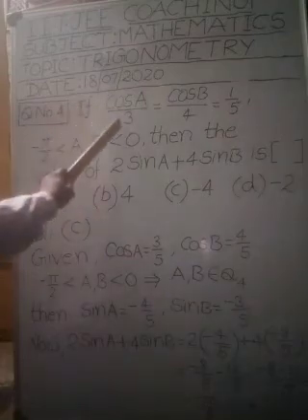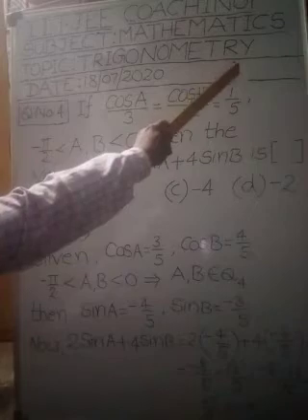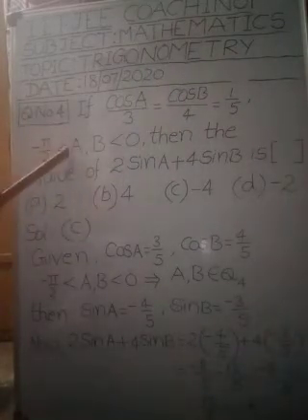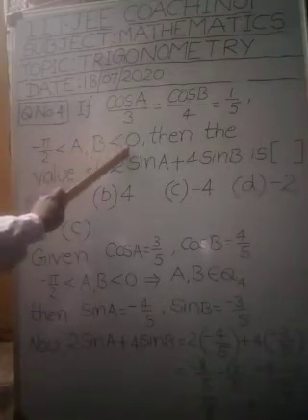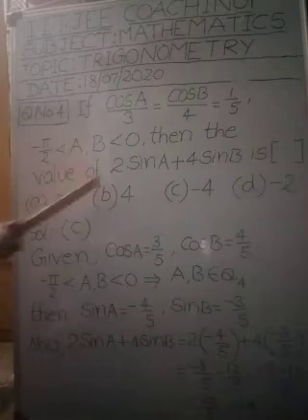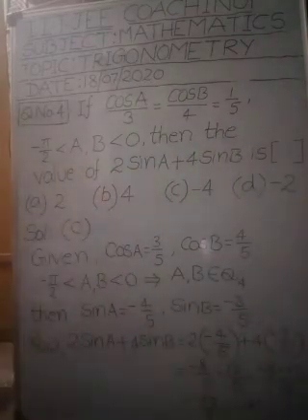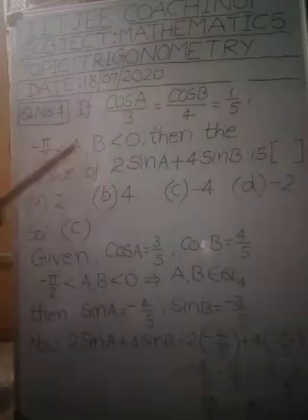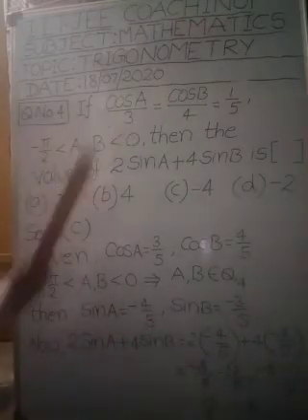If cos A by 3 is equal to cos B by 4 is equal to 1 by 5, and minus pi by 2 less than A, B less than 0, then the value of 2 sin A plus 4 sin B is. Okay, my children, this is the given data for us, and here the angles A and B are lying between minus pi by 2 and 0.